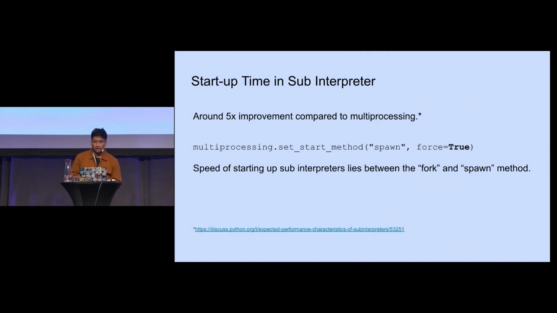Some older Python versions, before 3.11 I guess, might use the fork method to create the process. Forking is like copying everything we have in a process and putting it into a different process. But there's a different method called spawning, which creates everything in memory from scratch, which might take more time. So where do sub-interpreters lie? Sub-interpreters lie between forking and spawning. That's how we get some improvement in startup time. So you can spin up interpreters faster than processes in multiprocessing.